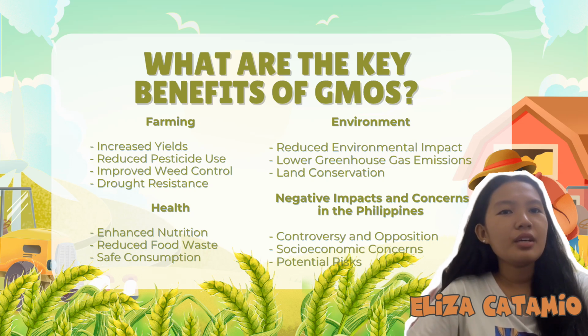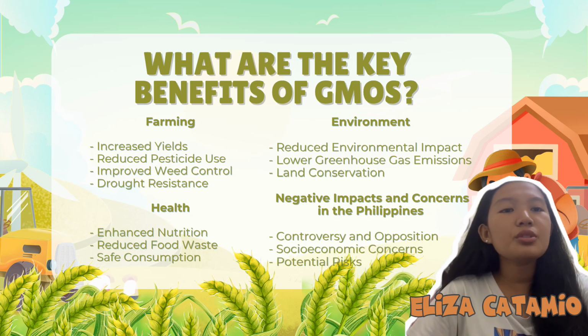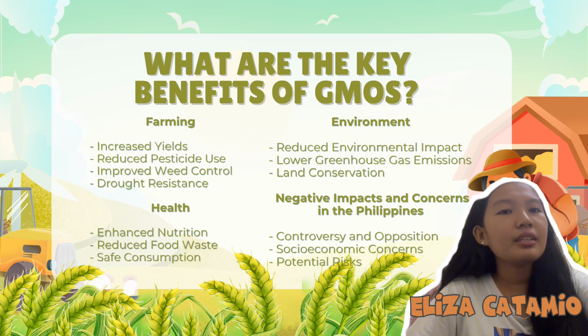First, for farming. GMOs revolutionize farming, increasing yields by minimizing losses from pests and harsh conditions, reducing pesticide use with insect-resistant crops, improving weed control through herbicide tolerance, and enhancing drought resistance for climate resilience.